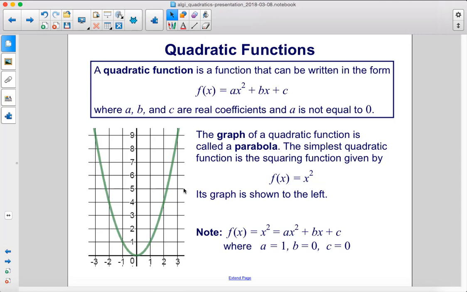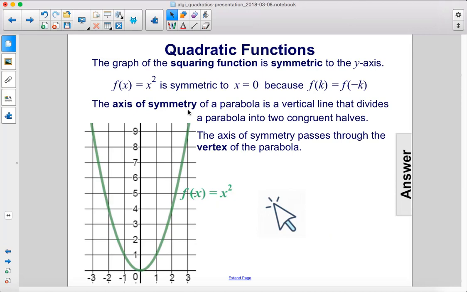Its graph is shown to the left. Note, f of x equals x squared equals ax squared plus bx plus c, where a equals 1, b equals 0, and c equals 0. The graph of the squaring function is symmetric to the y-axis.